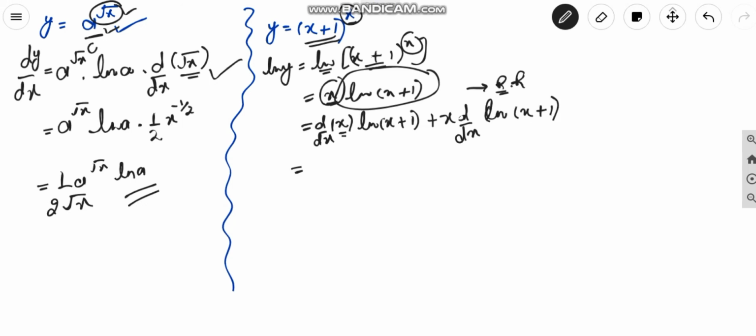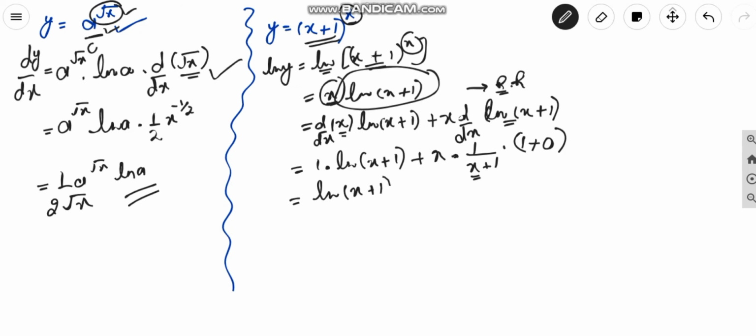Derivative of the first function is 1 and the second function is as it is, natural log of x plus 1, plus x. Now find the derivative of the second function, as the second function is natural log of x plus 1. Derivative of natural log of x is 1 by x plus 1, and the further derivative of x is 1 and the derivative of 1 is 0. So in this case our answer is natural log of x plus 1 plus x by x plus 1. This is the way, so simple.